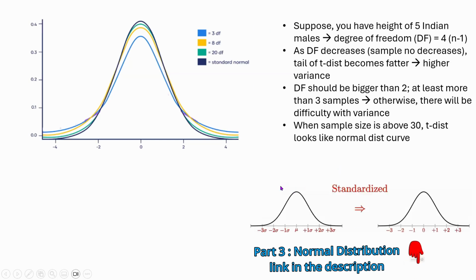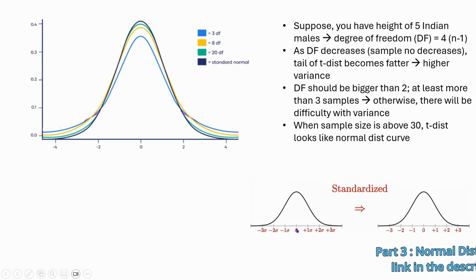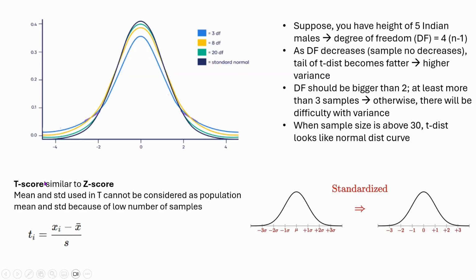As we saw in the previous video, there is a term called standardization of normal distribution, where the mean and standard deviation are transformed to 0 and 1 respectively. There is a similar idea in the t-distribution. We can get the t-score using a similar formula. Here, x bar and s, that means the mean and standard deviation, are calculated from the very few samples that we have. So they are obviously not the real population mean and standard deviation.